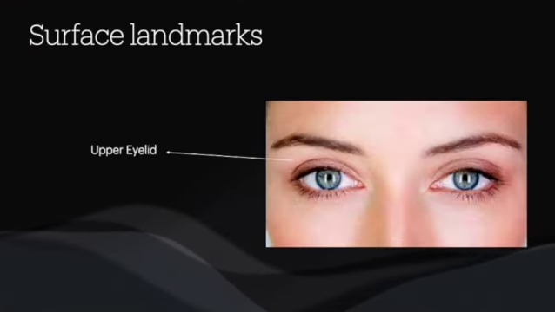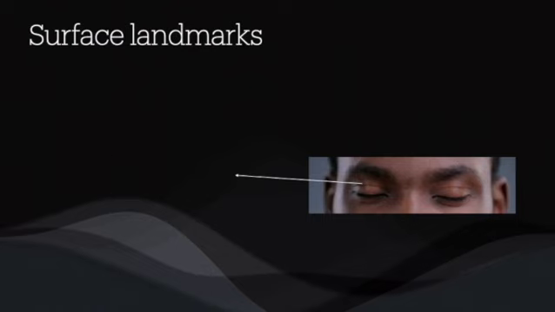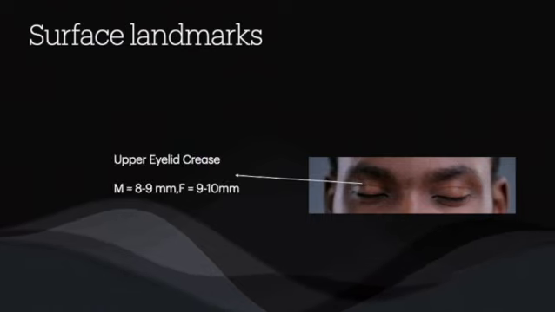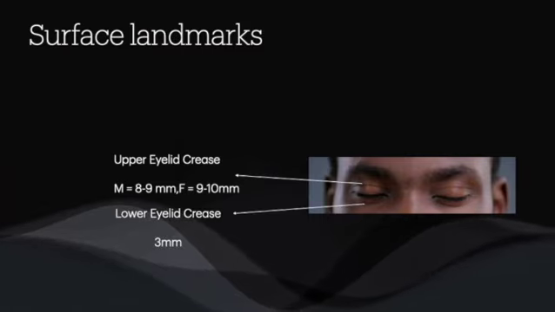This is the upper eyelid. It extends from the lid margin towards the eyebrow. This is the lower eyelid. It extends from the lower lid margin towards the inferior orbital margin. This is the upper eyelid crease, and it lies about 8 to 9 mm from the upper eyelid margin in males, whereas 9 to 10 mm from the lid margin in females. This is the lower eyelid crease. It lies about 3 mm from the lower lid margin.